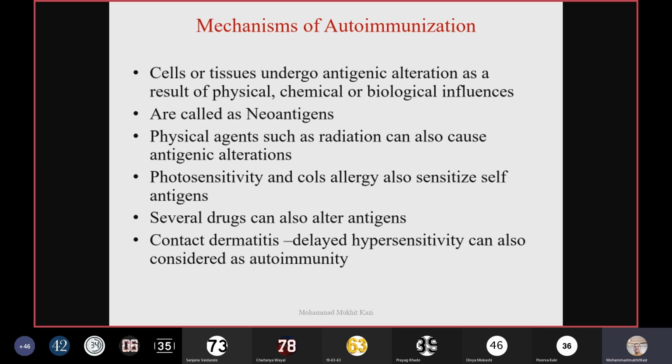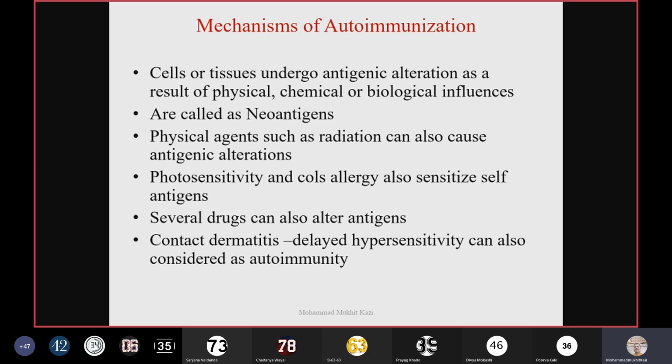Why do they occur as new antigens? Maybe physical agents such as radiation can also cause antigenic alterations. We all are using mobiles, so you know that mobiles function on the basis of radiation only. So we are exposed to these radiations so many times in the entire day, and that might lead to alteration in the antigenic structure of your cells. And this is an example of physical agents.